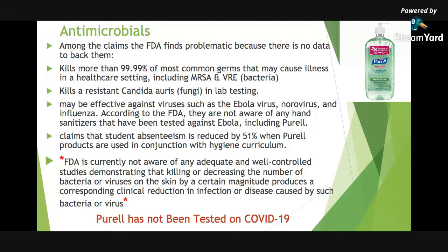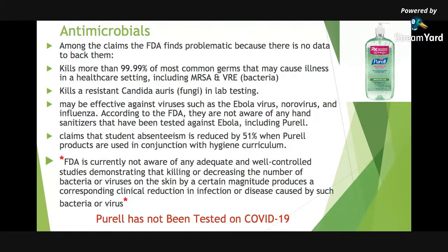The makers of Purell also said that it kills a resistant type of fungi called Candida auris in lab testing, but it was never tested on a person. So they don't even know if it really will kill it on a person's skin, and there was no real data to show how long it took for it to kill and things like that. They also said it may be effective against viruses such as Ebola, norovirus, and influenza. According to the FDA, they are not aware of any hand sanitizers that have been tested against Ebola, including Purell. So how did they make that claim if they've never even tested it?